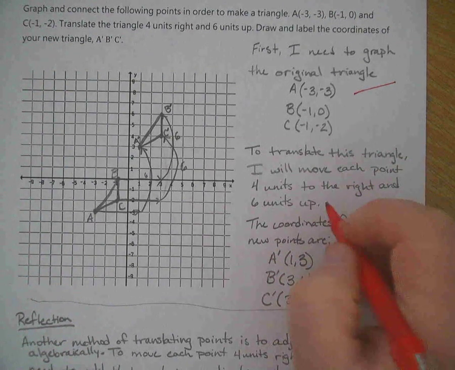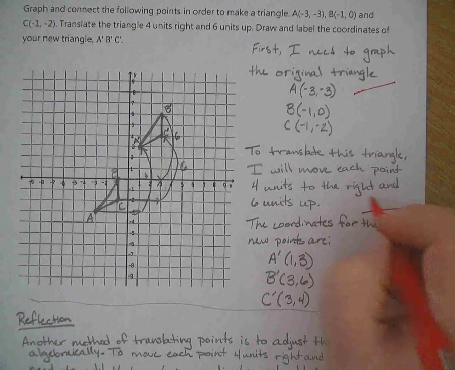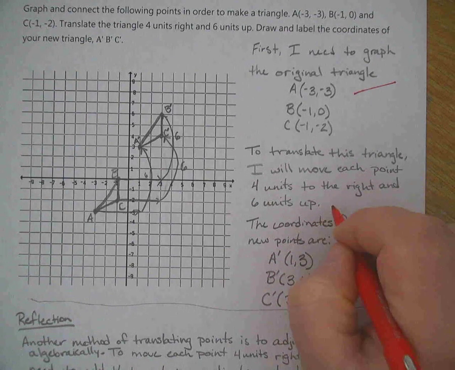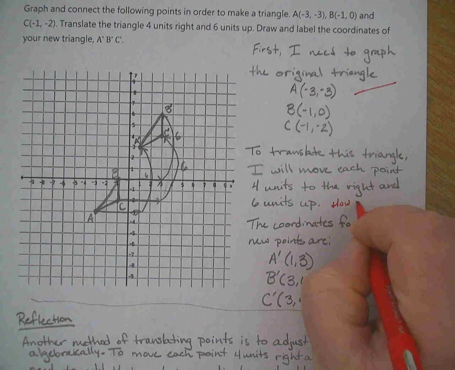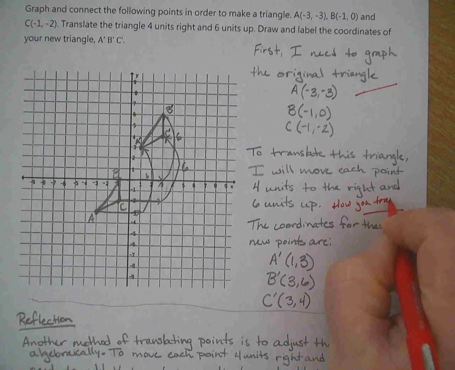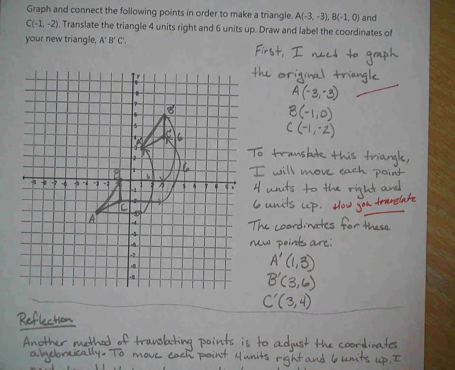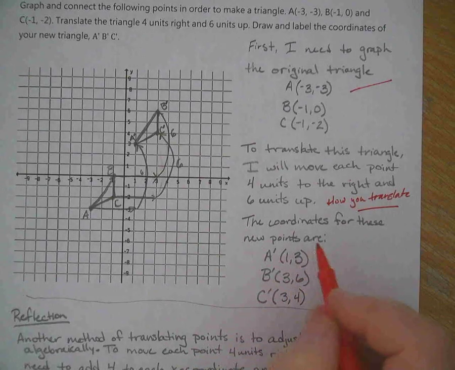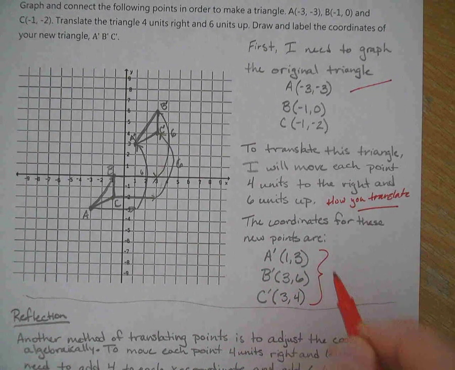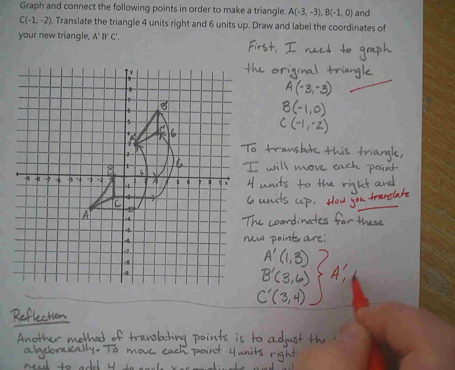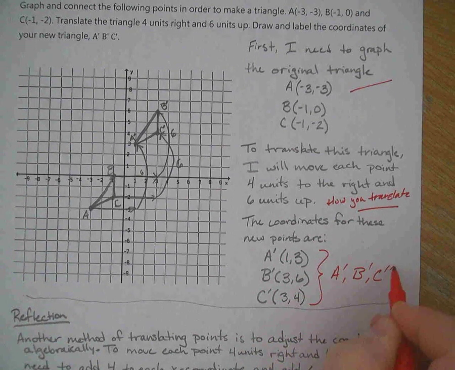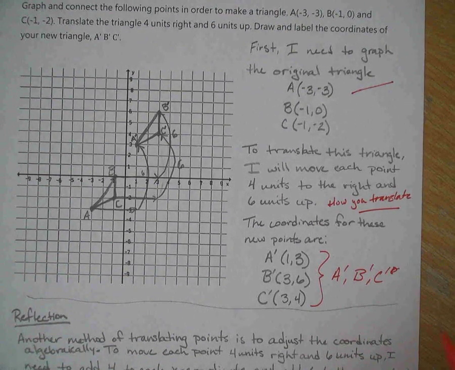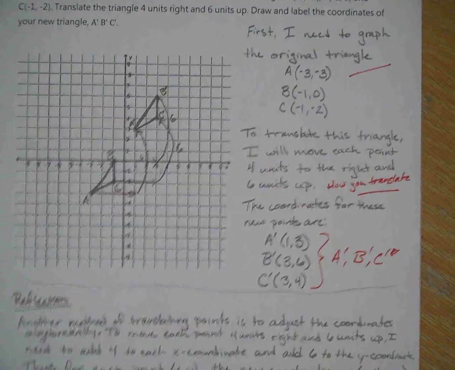Talk about what you're going to do. This is an important part in sort of the representing and solving: talking about what you're doing, not just doing it. So how you translate. Okay, how you translate, what method are you going to use? You definitely want to have that in there somewhere. And then the last part that I would always say is your answer. Make sure that it's A prime, B prime, C prime. Okay, not C double prime.